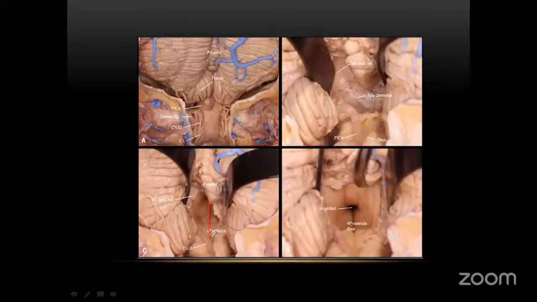And the upper part of the medulla oblongata, we have discussed that it has three triangles, yes or no? Yes. So what kind of triangles? Hypoglossal, vagal, and area postrema. Very good. So the upper medulla we can appreciate here.